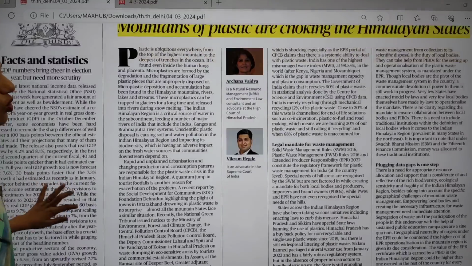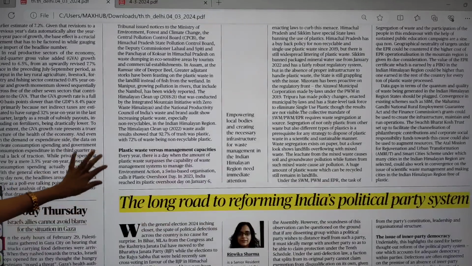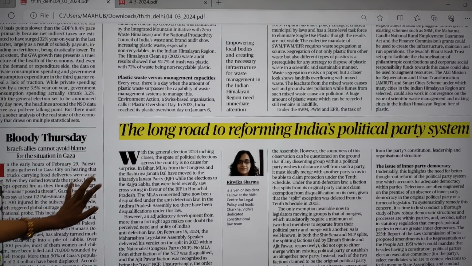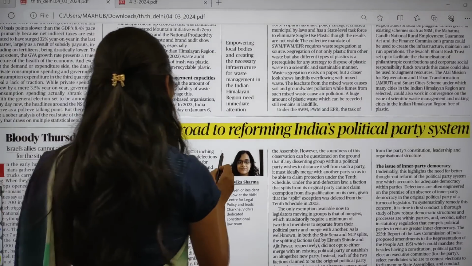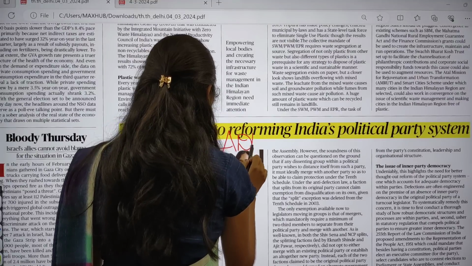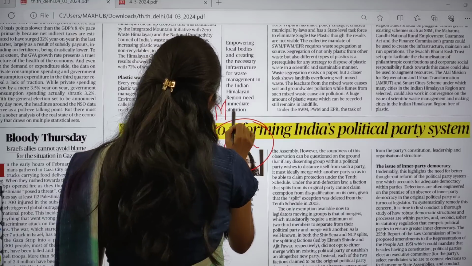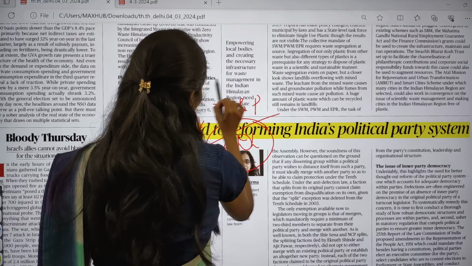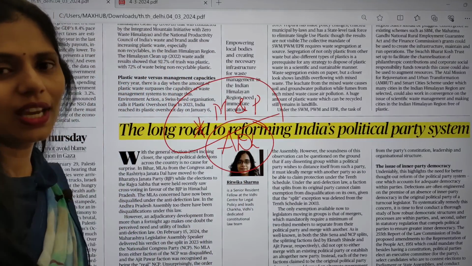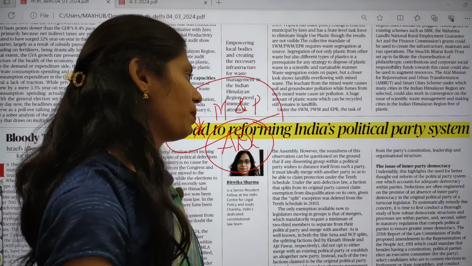And now let us move on, and there is one more important editorial. It is about India's political party system. This article is about the anti-defection law. It is most important from your mains as well as prelims point of view, we have discussed this topic a number of times, and again we are going to see this topic in detail.